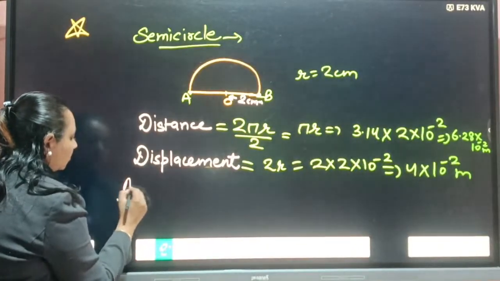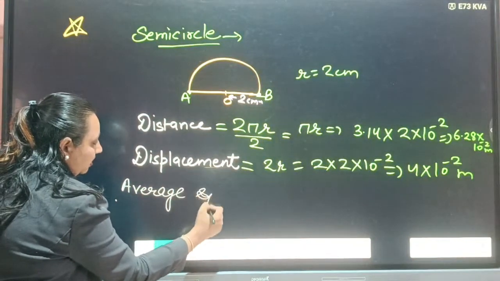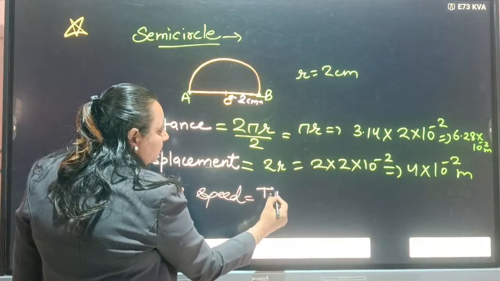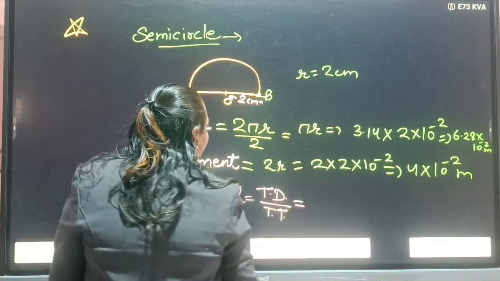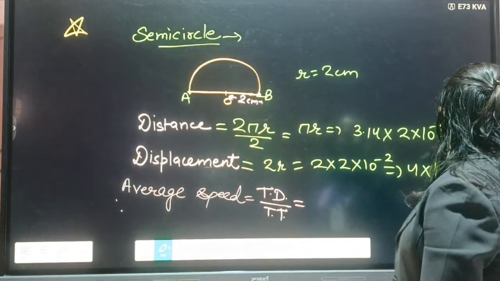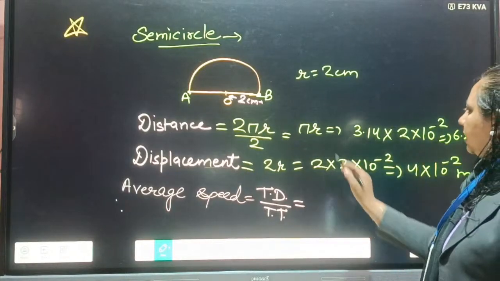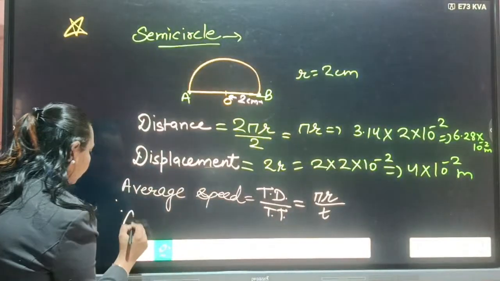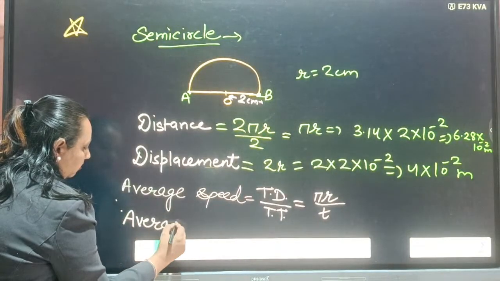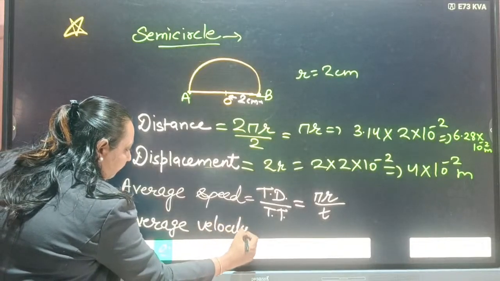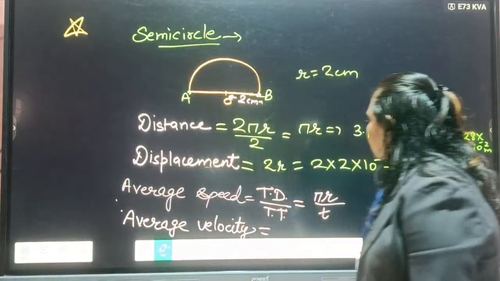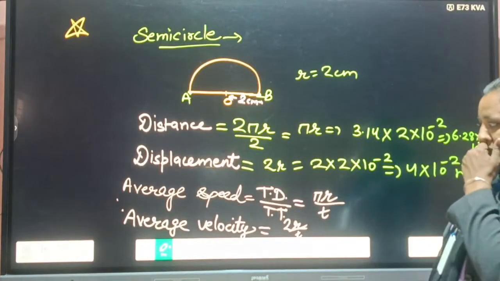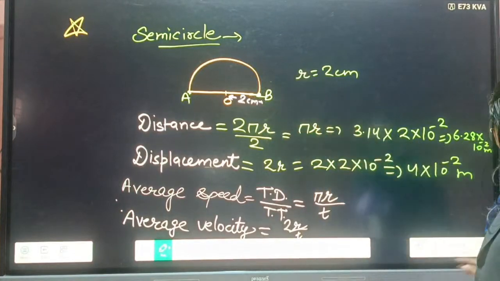If we have to find the average speed in this case, the average speed is equal to total distance upon total time taken. Total distance is this, okay, 6.28 into 10 raised to the minus 2 upon t. That means pi r upon t. Okay, and if we have to find the average velocity, then it is total displacement by total time taken, that means 2r upon t, whatever the time will be. Okay, so this is average speed and average velocity in case of a semicircle. We have done this.